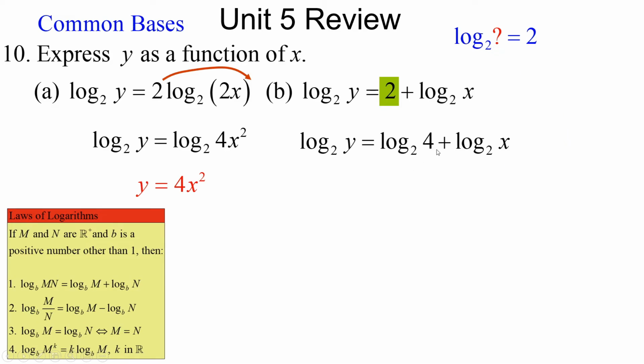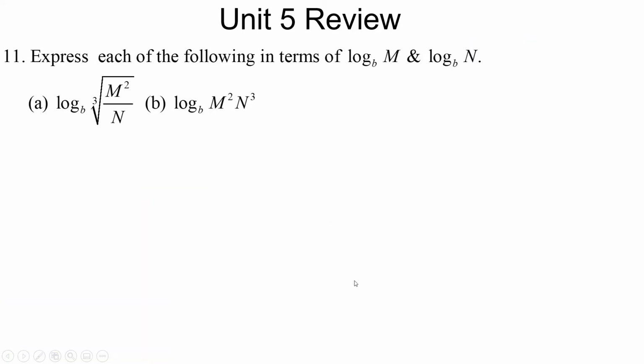And now, again, see this plus right here? We're using number 1. The log base b of m times n equals the log base b of m plus the log base b of n. So now I can write the right-hand side of this logarithmic equation as 1 log base 2, and that would be the log base 2, and we now multiply the 4 and the x of 4x. And if the log base 2 of y equals the log base 2 of 4x, that can only be true if and only if y equals 4x. Awesome. Number 11, express each of the following in terms of the log base b of m and the log base b of n.